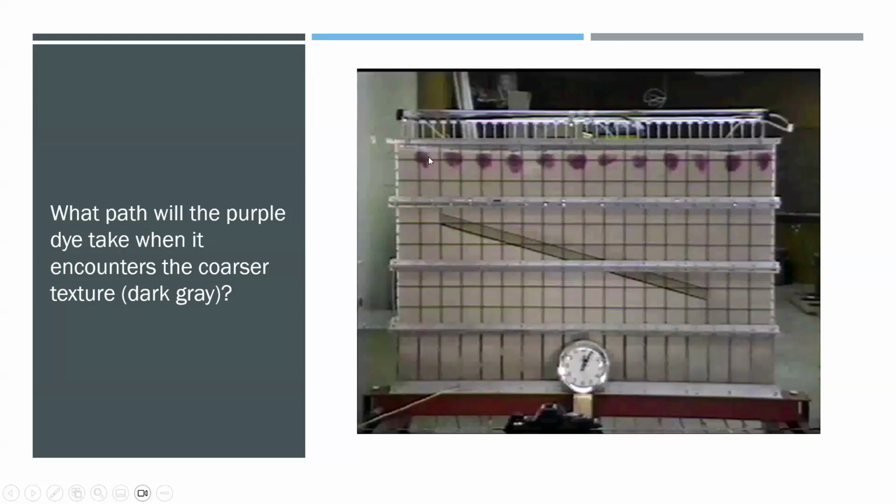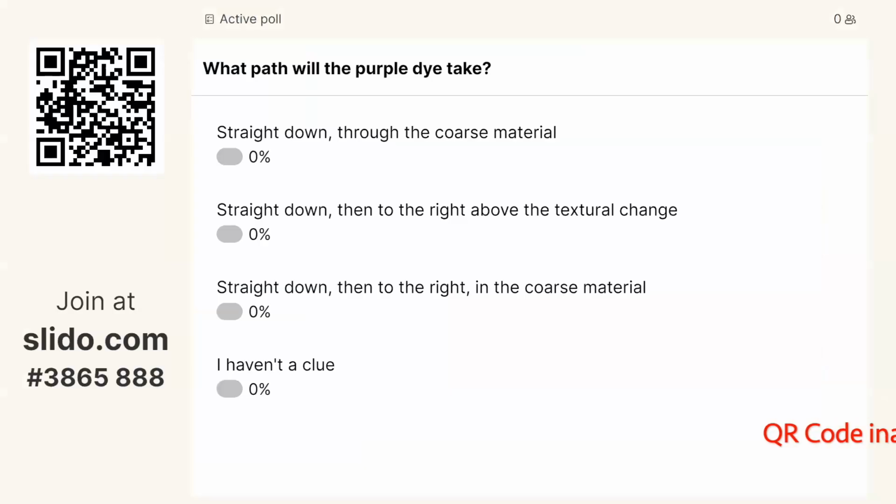What's going to happen is, as we add more and more liquid here, gravitational forces are going to start pulling that liquid down. So the question is, where's the purple dye going to go? As we load more and more, it's going to be going down. And then what path is it going to take when it encounters this diagonal bar of a coarser material? Let's have a vote. What do you guys think? What path will the purple dye take?